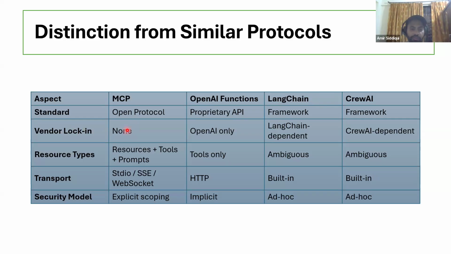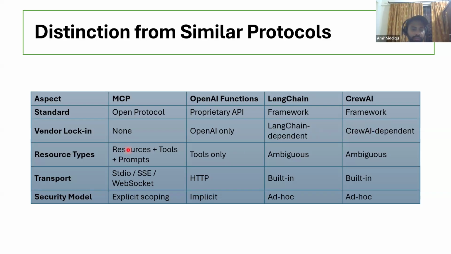Then vendor lock-in: none for MCP. I mean, you can use it with any vendor, but for OpenAI functions, you must use OpenAI only. For developing LangChain applications, you have to use the LangChain functionality only, so it is dependent on LangChain. And similarly, CrewAI is also dependent on CrewAI functionality.